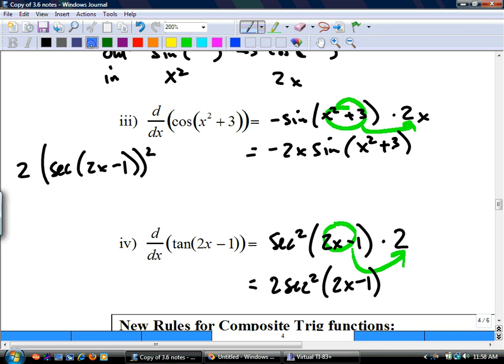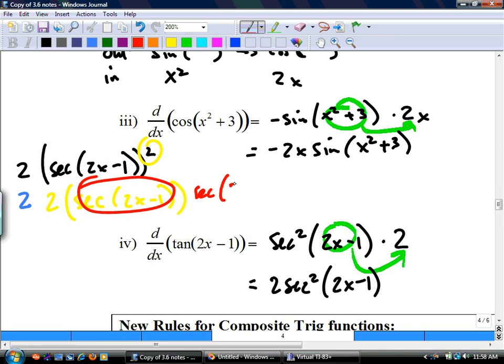So, okay, we'll do it. You put the 2 down, you cover it up with your thumb, you drop this 2 out front, and then you do the derivative of this inside, and then you do the derivative of this inside. So it's 2 times 2 times 2. That hurts your brain, doesn't it? The derivative of secant is secant tan.